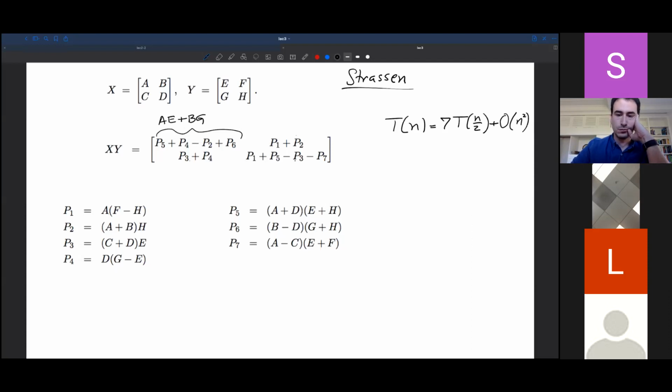Now the order term has a bigger constant associated with it, but our recurrence relation doesn't mind that, because T of n is still dominated by n to the power of log to the base 2 of 7. That's 2.7 something. It's a better algorithm.